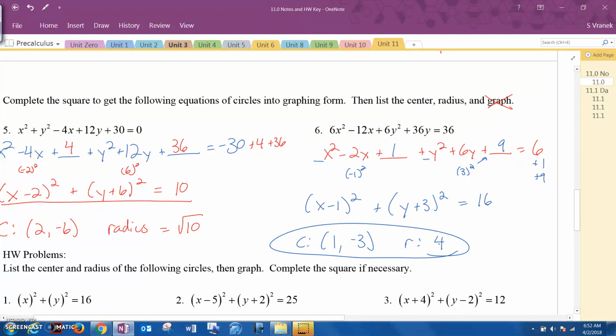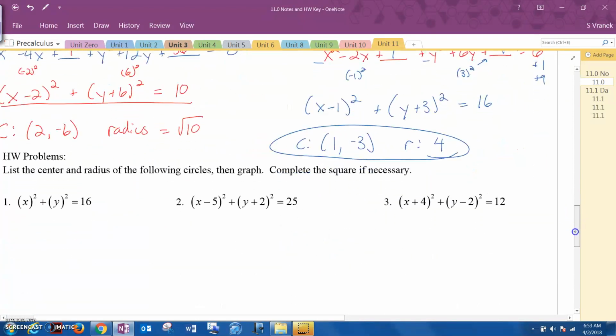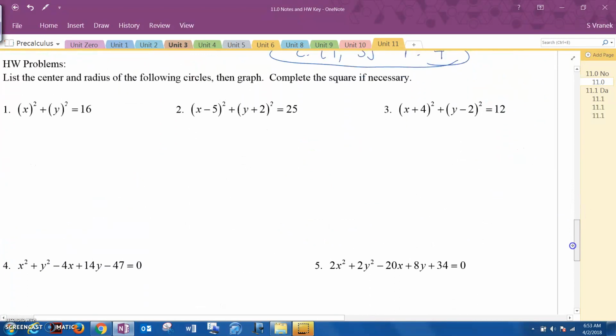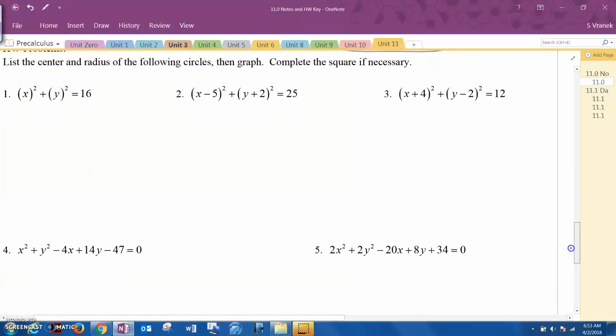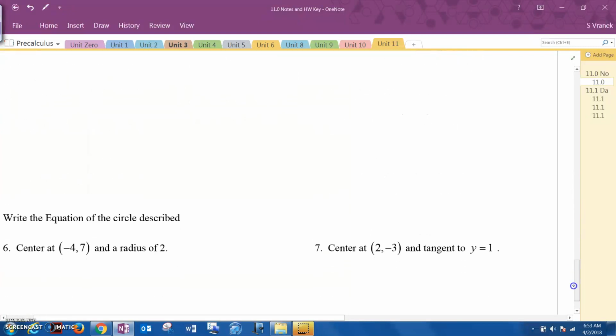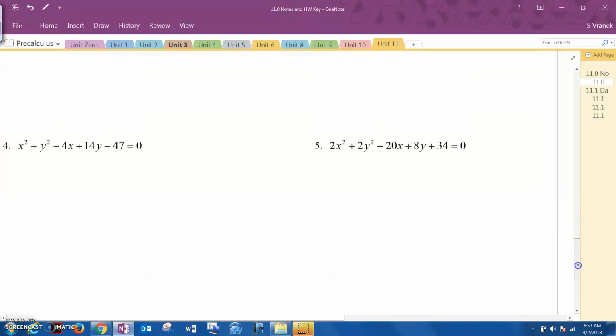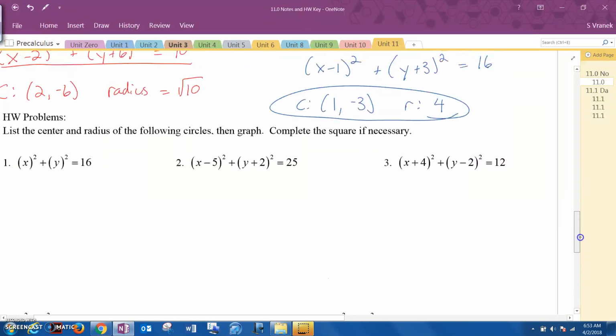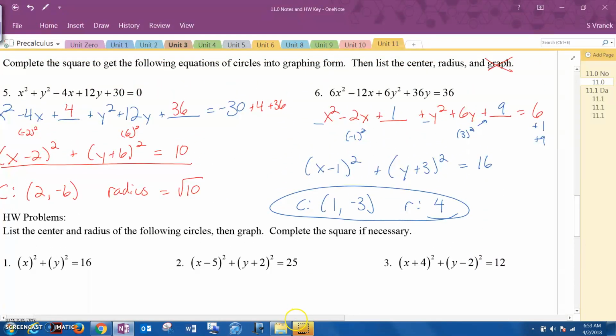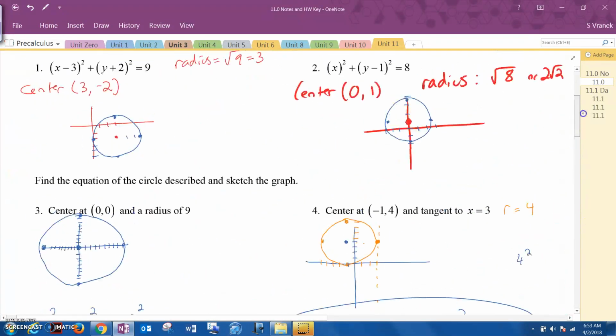Okay, so that's how you complete the square. The rest of this is actually your homework. I decided to put it all into one sheet. Again, you should have room to complete the square and graph them for 4 and 5. But that's how you do circles, and that's how you complete the square. I will see you guys next time.